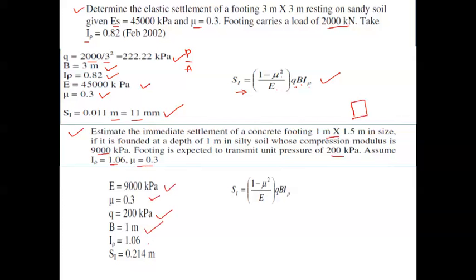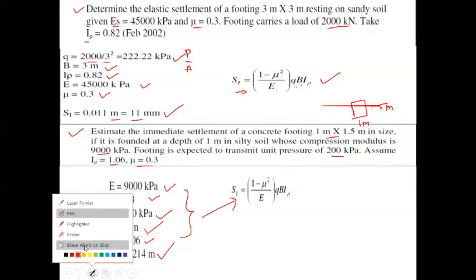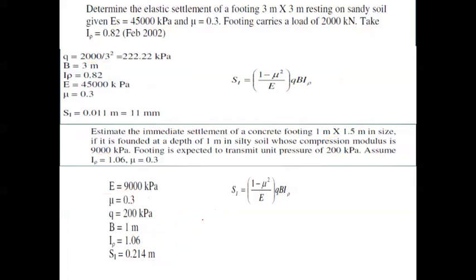Then IF is equal to 1.06, and if you substitute all these parameters in this equation, the final answer will be 0.214 meter, which is the immediate settlement under the footing of size 1 meter by 1.5 meter due to the loading intensity of 200 kPa. So this is the solution part of the second problem.